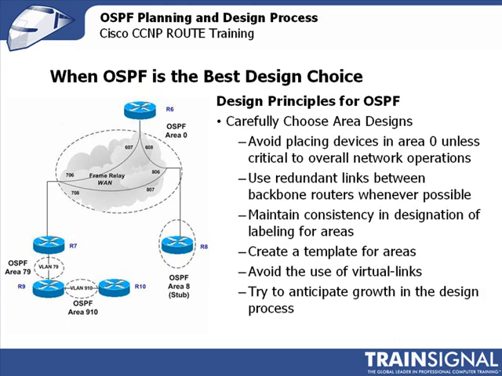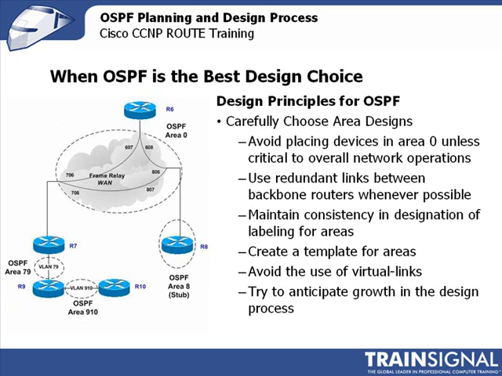Another thing, because of the nature of OSPF, carefully choose how you design your areas. Avoid placing devices in area 0 unless they are critical to overall network operations. Use redundant links between backbone routers whenever possible, otherwise you can end up with area 0 being partitioned, sometimes called split brain syndrome. So redundant links are a good idea.